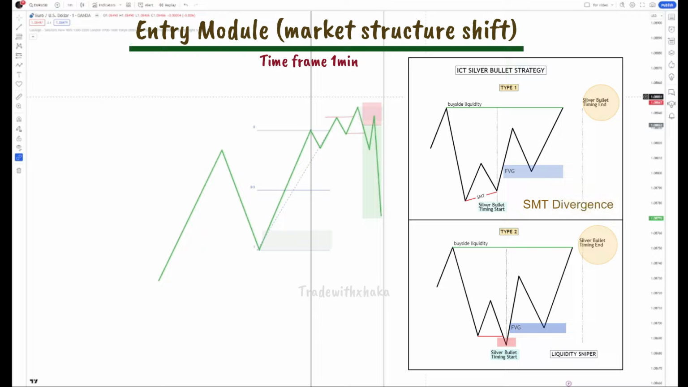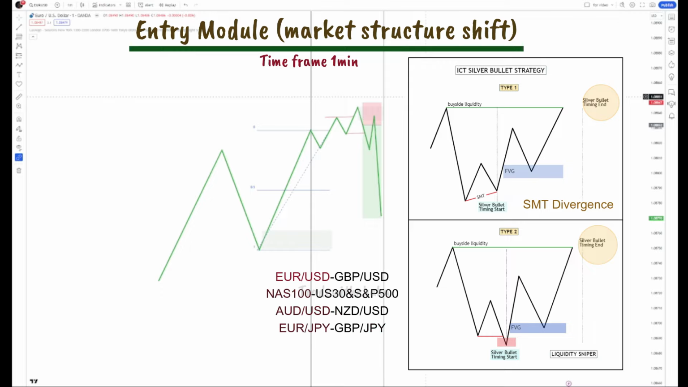Another thing that you may add to this Silver Bullet remastering to make it super clear is SMT divergence. SMT divergence is correlation of pairs. When two pairs, forex or indices, move in the same direction and their similarity is obvious, the same way this pair moves is the same way the other pair moves. For instance, if you are trading EURUSD, you look for your SMT divergence in GBPUSD, and if you are trading NAS100, you look for your SMT divergence in US30 and the S&P 500.